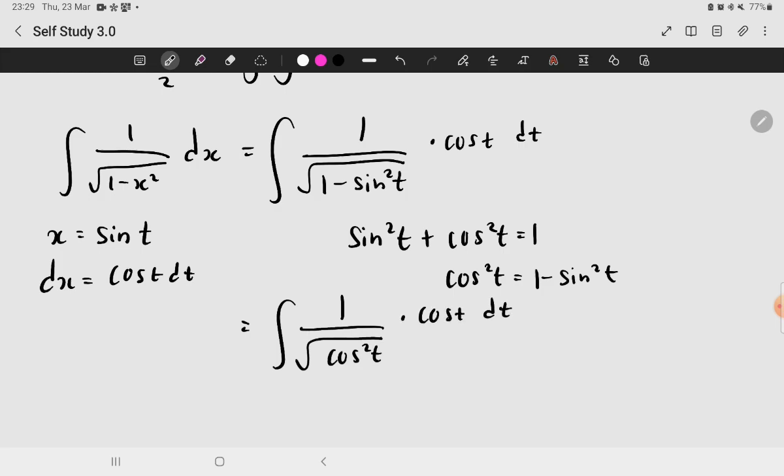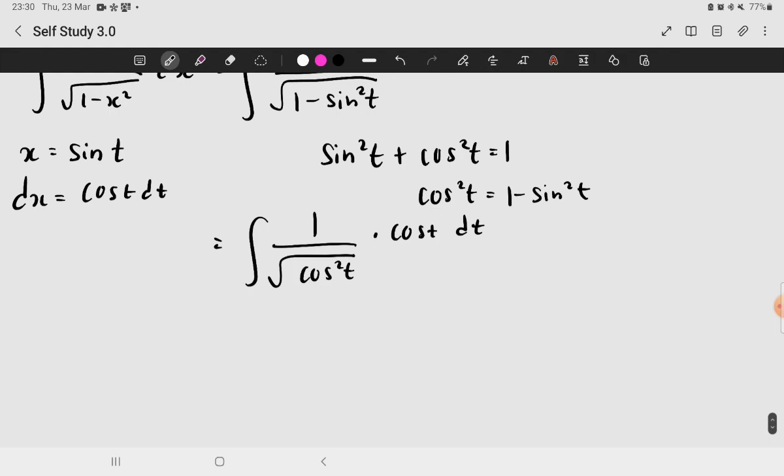And I believe that cosine t will always be positive no matter what. So this implies that you could get rid of the absolute value. Therefore, by simplifying it, you have the integral of 1 dt. Now, solve the integral, you have obtained t plus c.